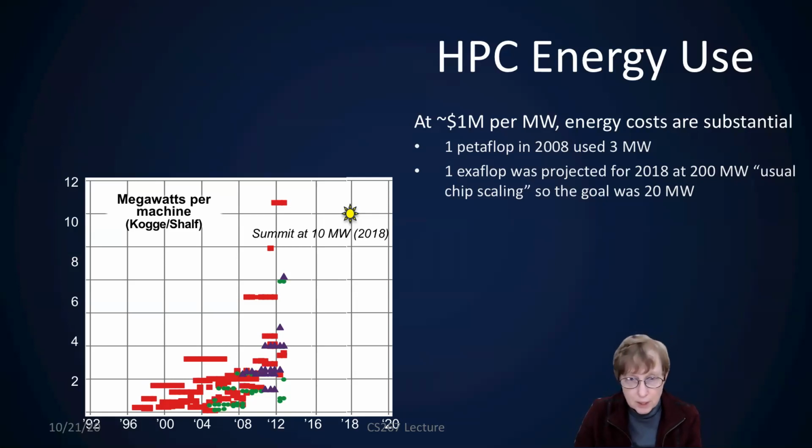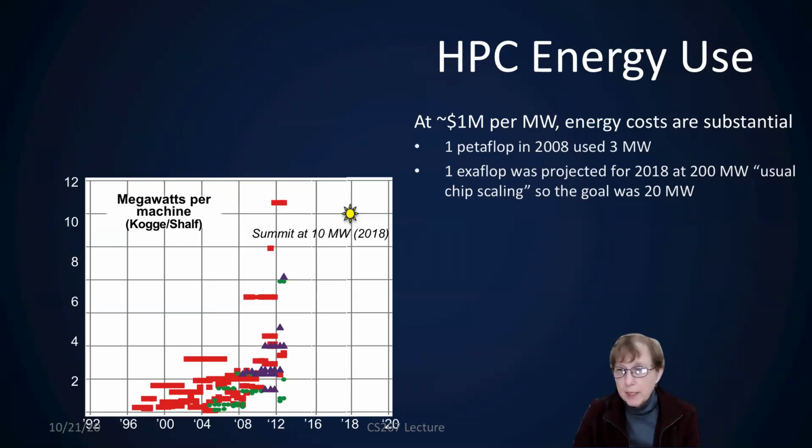And these top systems, if you look at something like the Summit system, that has about a $10 million electric bill every year. Now, we get somewhat better pricing on this at the labs, but nevertheless, that gives you some sense of how expensive this is to run.